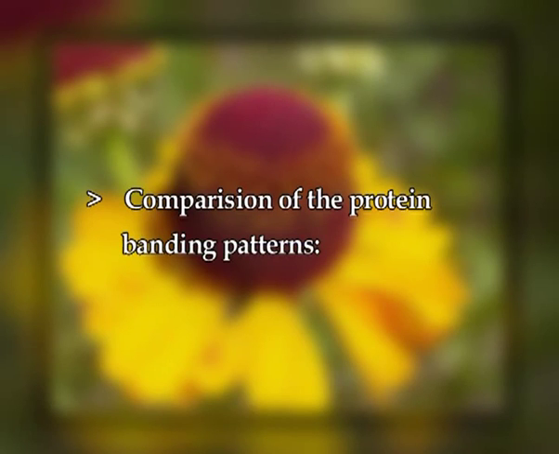Number one, comparison of the protein banding patterns. In recent times, protein banding patterns obtained by gel electrophoresis have been focused on the problem of identification of critical taxa, their relationship and taxonomic status. Taxonomic interpretation should be based on comparison of proteins from homologous organs of the same age in order to avoid any confusion due to variability of proteins.